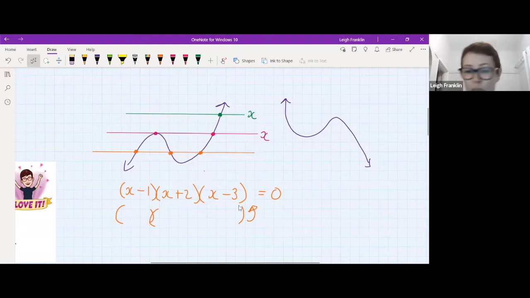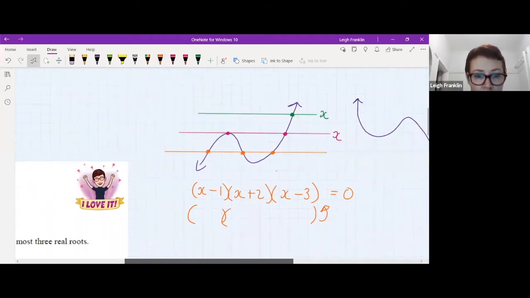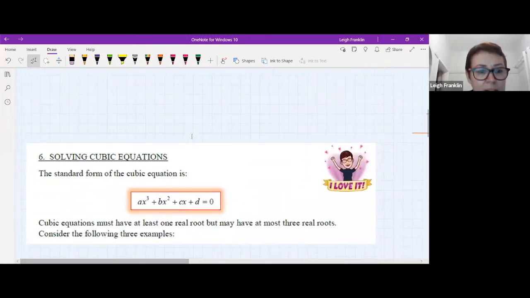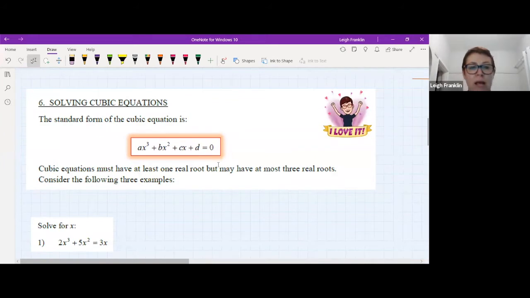Okay, so in the situation of the orange one, that's like what we can see over here. Okay, so where we've got 3 different x-intercepts. All right, and I'll explain what we would expect with the purple and the green one now. Okay, so that's why it says here the standard form of a cubic equation is ax cubed plus bx squared plus cx plus d equals 0. And cubic equations must have at least 1 real root, but may have at most 3 real roots. Consider the following example. So now we're going to work through these together.